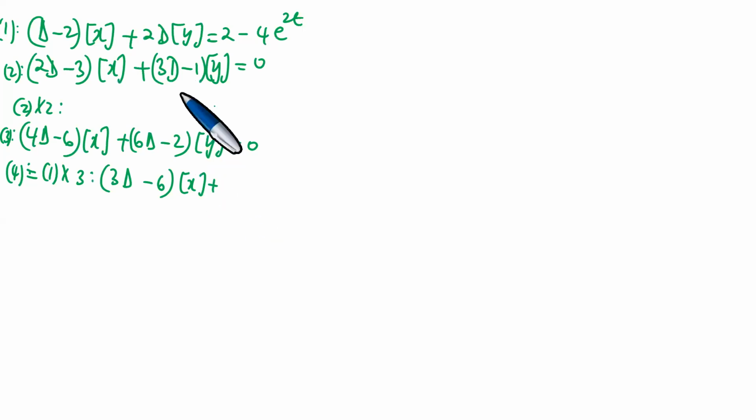Multiplying x by 3 becomes 6D y. Multiplying by 3 becomes 6 minus 12 e to the twice t. Okay, if need be, one can even draw lines to make things a little easier and a bit more organized. At this point, we realize that we want to eliminate y from this. So if we want to eliminate y, we can perform subtraction of the two equations.